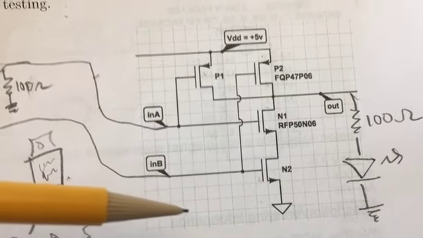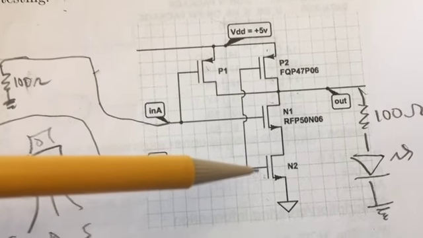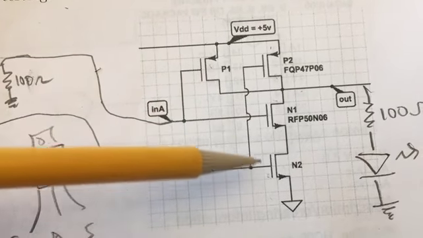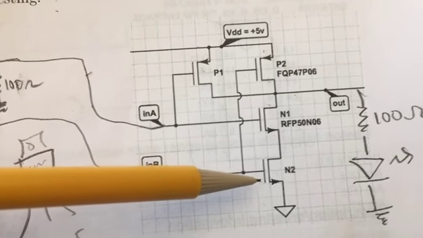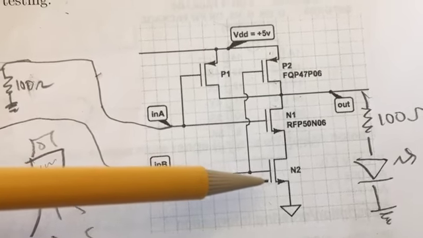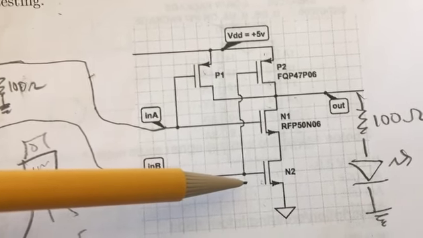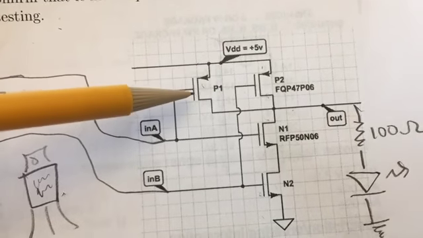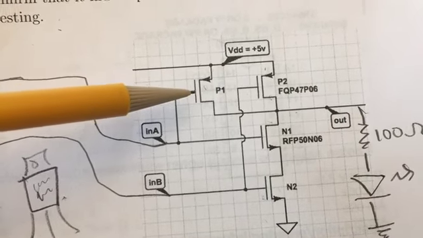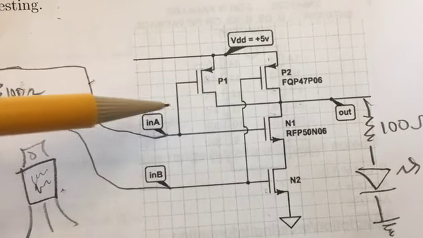And what you'll find if you trace through all of the possibilities, remember that the N-channel MOSFETs are like closed switches. They're on, they conduct if the input is high, and they're open, so they don't conduct if the input is low, and the opposite is true of the P-channel MOSFETs. So they conduct if the input is low, and they do not conduct if the input is high.